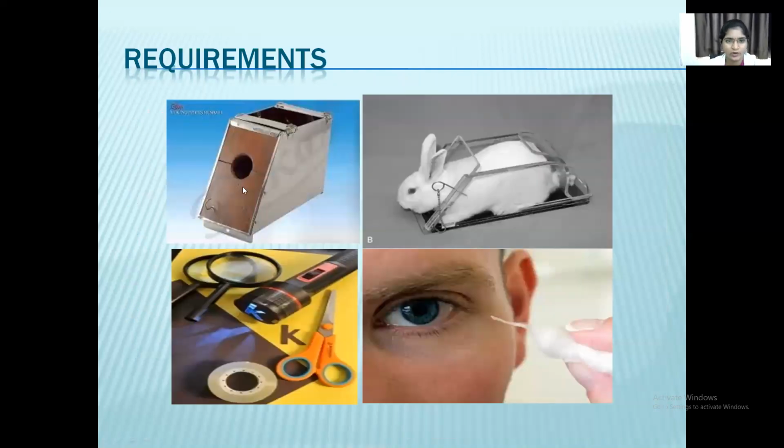So here you can see properly. This is the rabbit holder, and the rabbit we can keep like this. We can keep the head outside, and this is the torch and scissors, and this is the cotton wool. So these are the materials which are used in our rabbit experiment.